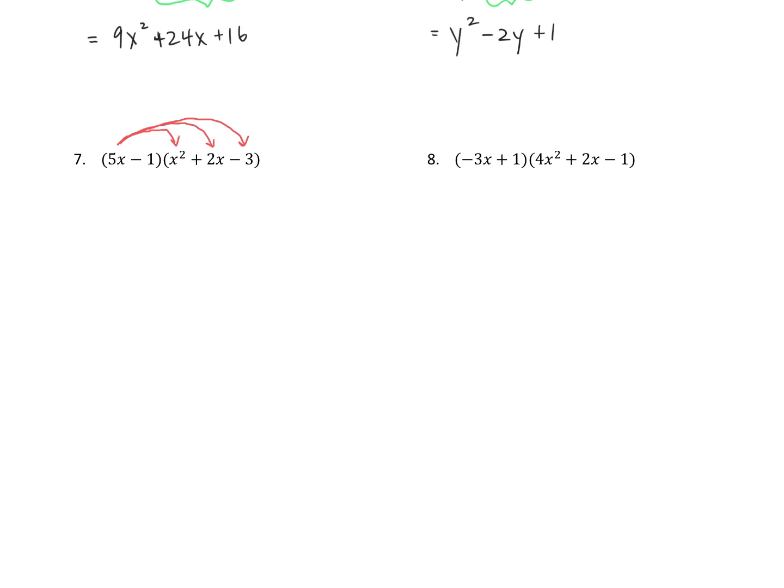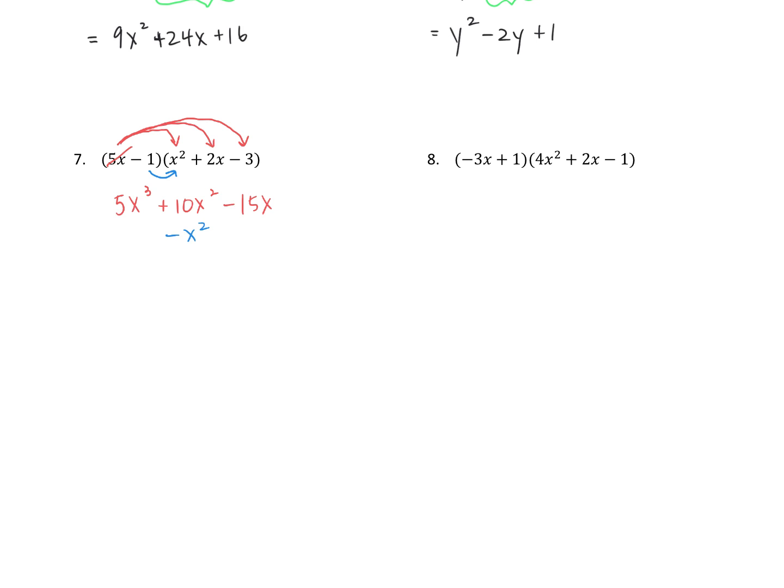So 5x times x squared, 5x cubed. 5x times 2x, 10x squared. 5x times negative 3, negative 15x. Okay, did the 5x. Now I'm on to the negative 1. So negative 1 times x squared is negative x squared.